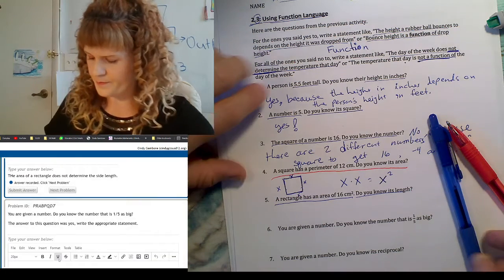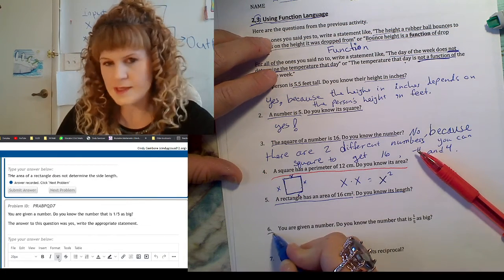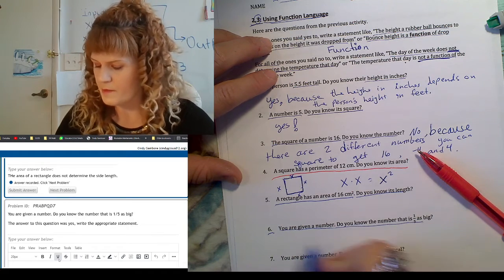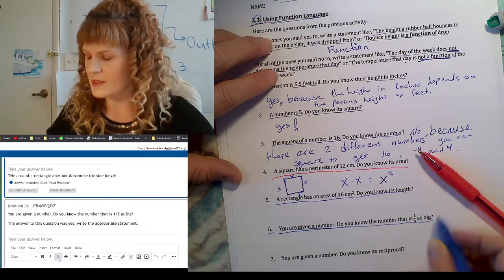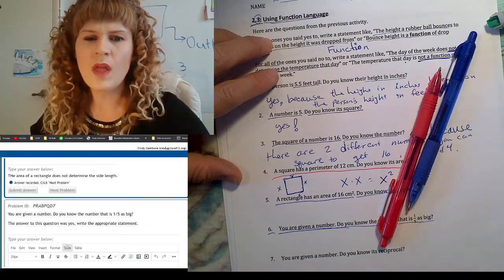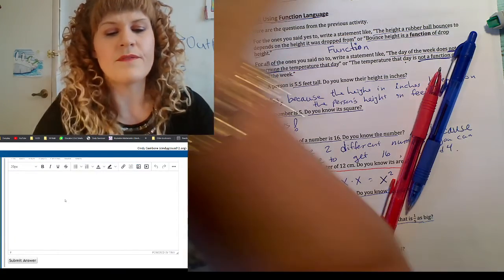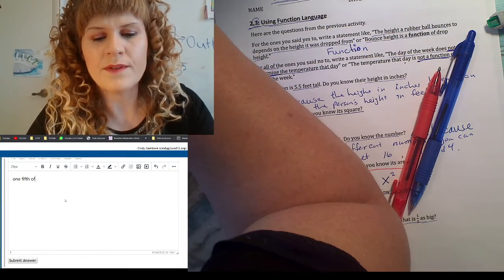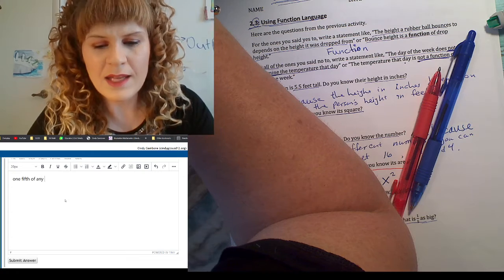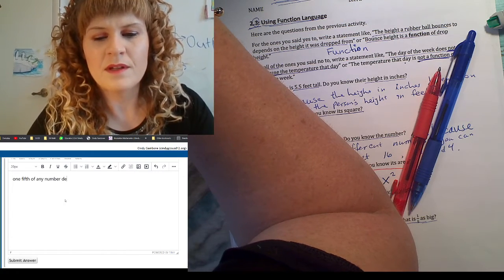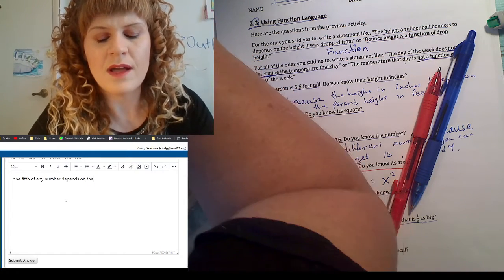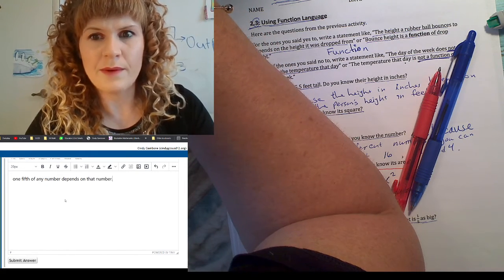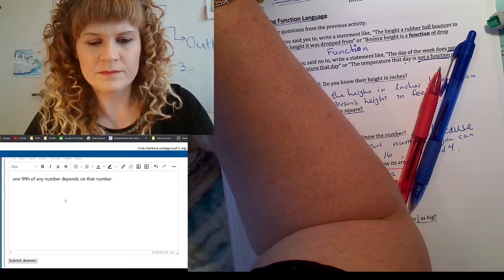Next problem. This is number 6 on your paper. You are given a number. Do you know the number that is 1/5 as big? 1/5 of the number depends on the number. 1/5 of any number depends on that number. It's not going to be 1/5 of a different number.